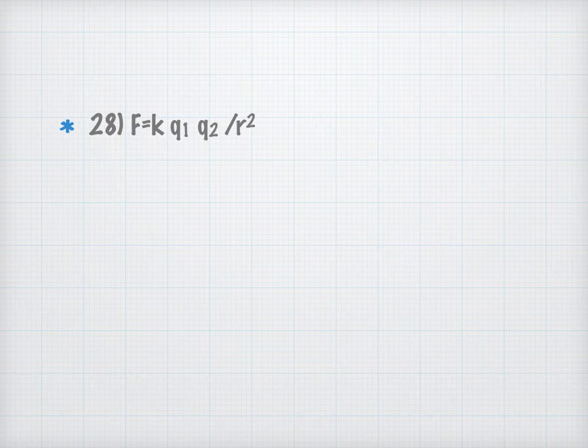Okay, let's go on to number 28. 2 conducting spheres, when given a charge of 2.50 times 10 to the negative 6 coulombs each, repel each other with a force of 2.5 times 10 to the negative 4th newtons at a certain distance. How far apart are they? So we're going to start with our basic equation, F equals K Q1 Q2 over R squared. Substitute the numbers.